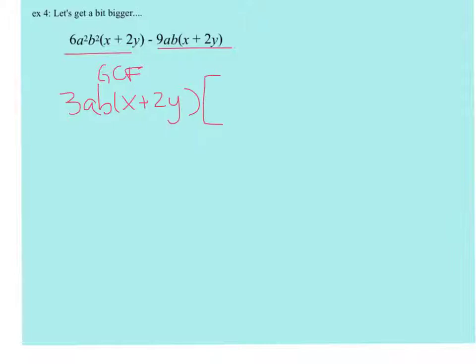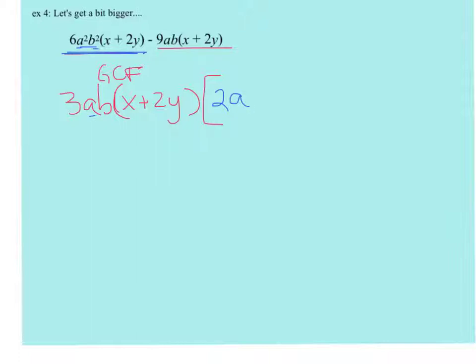I'm going to use brackets to show that I'm dividing this GCF out of these two individual terms. And let's just do one thing at a time. We're going to start with the first term. 6 divided by 3 is 2. A squared divided by A is A.